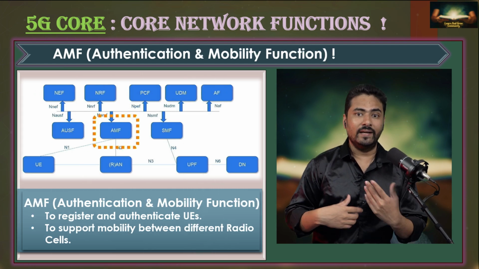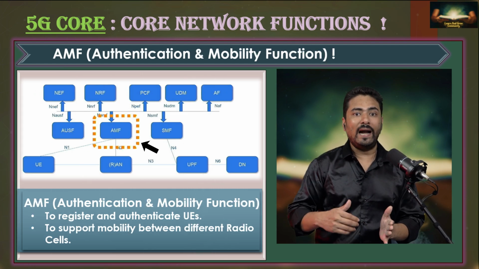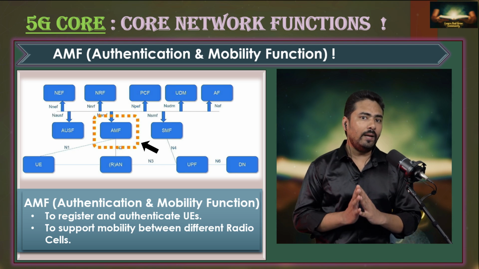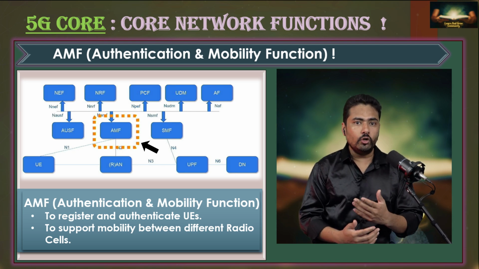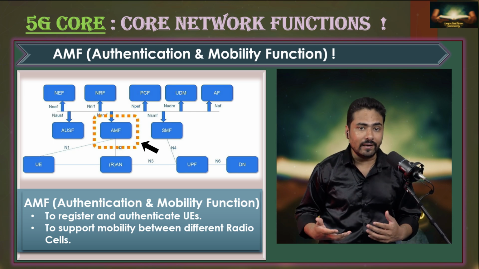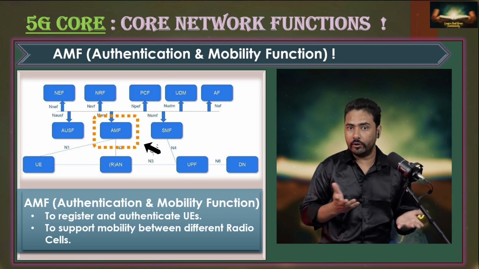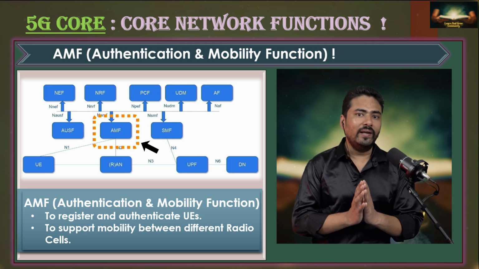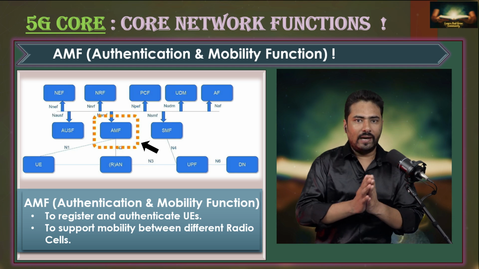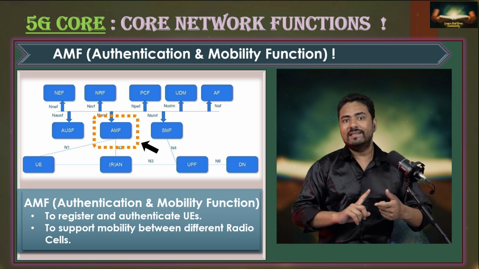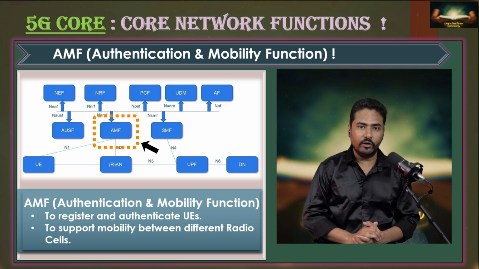Next, let's discuss the AMF, or Access and Mobility Management Function. The AMF is responsible for establishing and maintaining the encrypted signaling connections with the user equipment or UE. This functionality enables the UE to register with the network, authenticate, and move seamlessly between different radio cells.